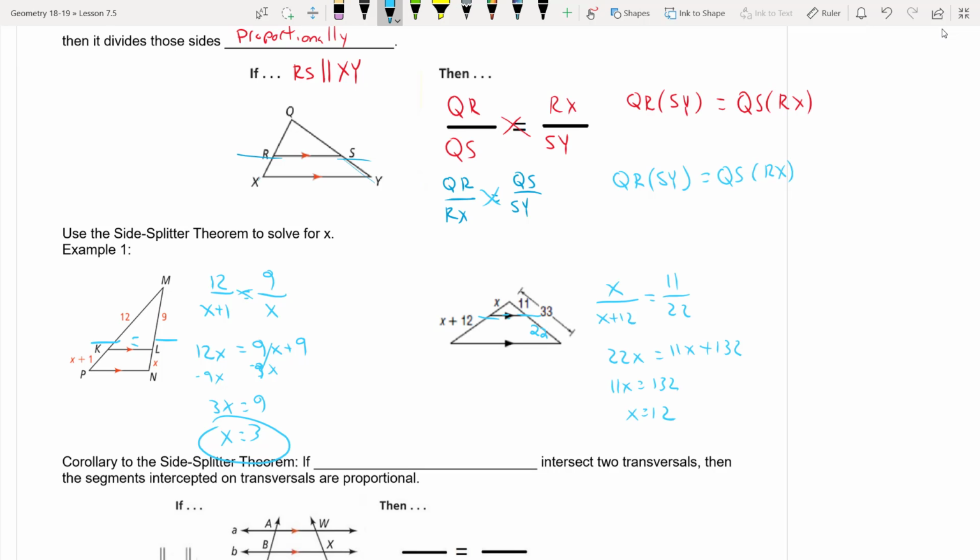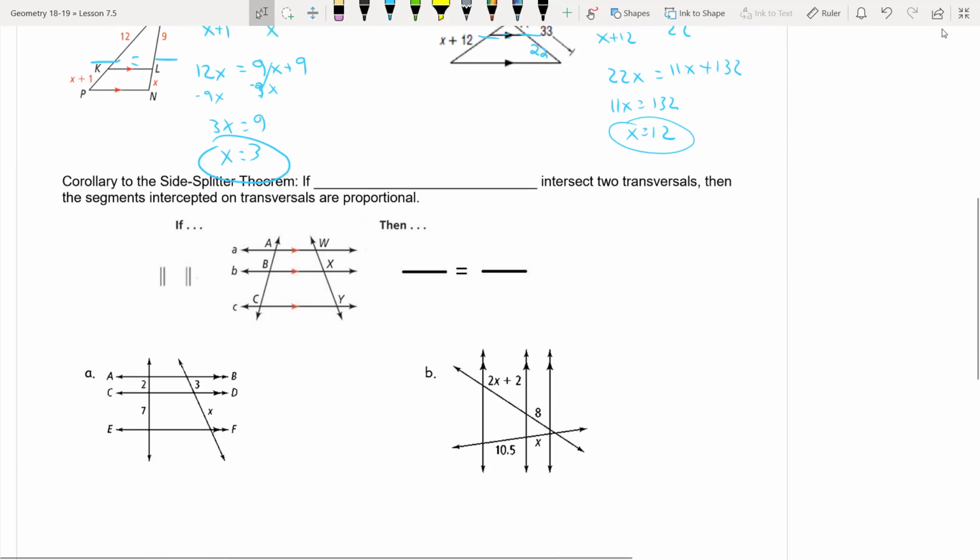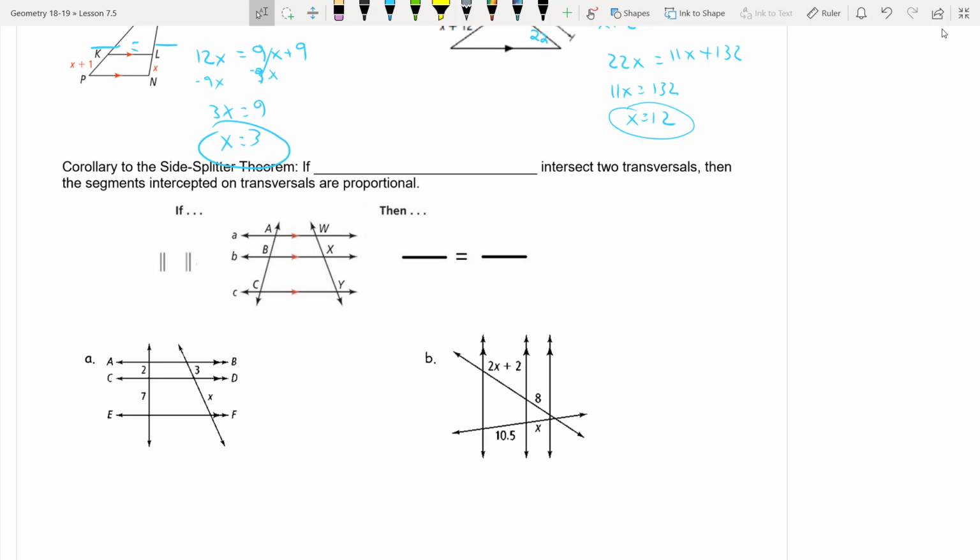All right, welcome back in. So once again, as you can see here, I drew in my little proportion line so that it was already set up for me. X over x plus 12 equals 11 over 22. And when you cross multiply and solve out, you end up with x equals 12. Now, we do have what's called a corollary, or just an addition to this theorem.